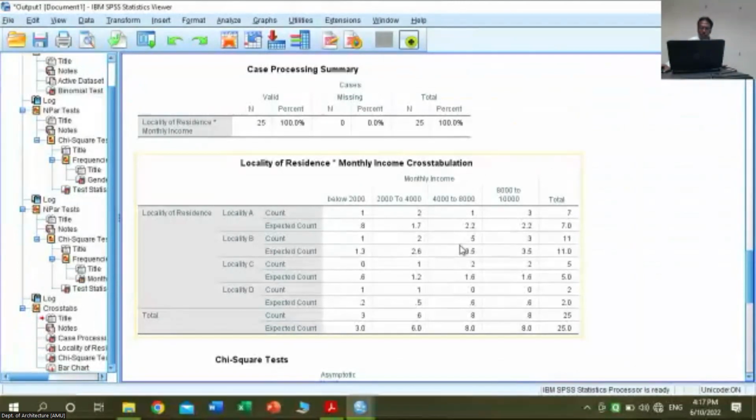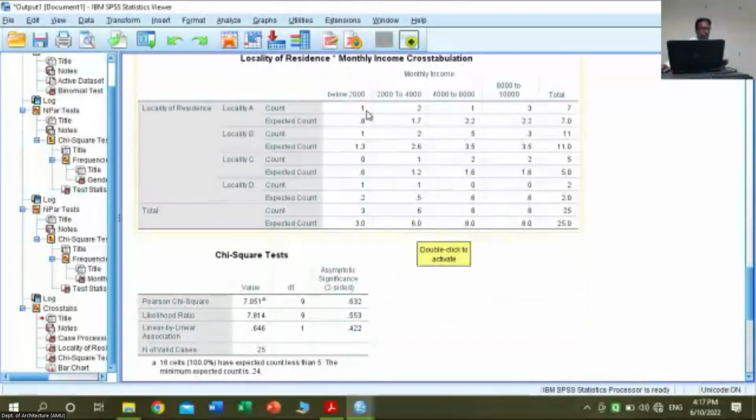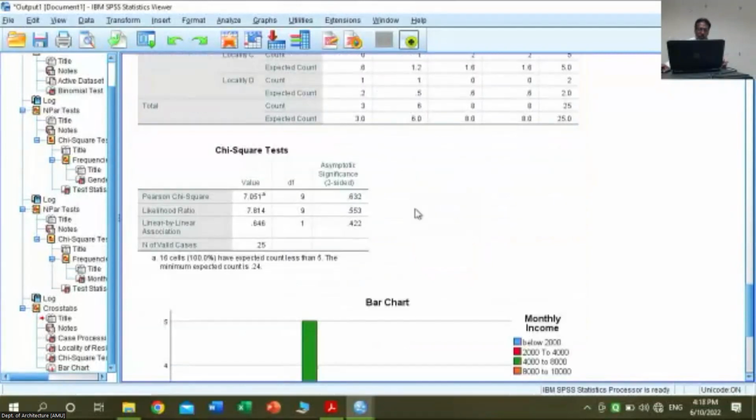So see here, this is the cross tabulation. On one side is monthly income and on the other side locality of residence, and the cross tabulation is given here. This is the actual frequency, and below that the expected frequencies are written. Suppose the count is 1, that means the actual frequency is 1 and the expected frequency is given as 0.8. Similarly here 2 is the actual frequency and the expected frequency under chi-square is 1.7. But we are concerned with the chi-square test table. Here we look at the first row, Pearson chi-square, and the p-value is 0.632.